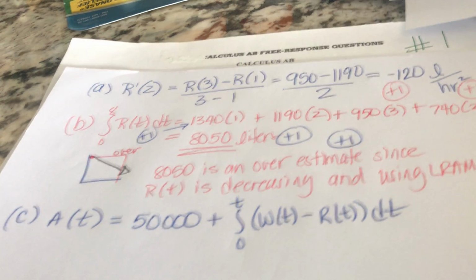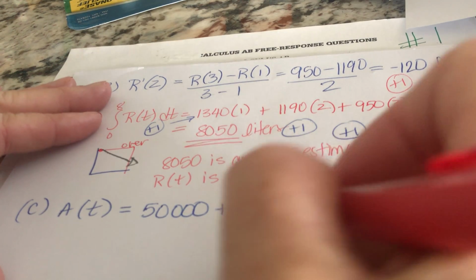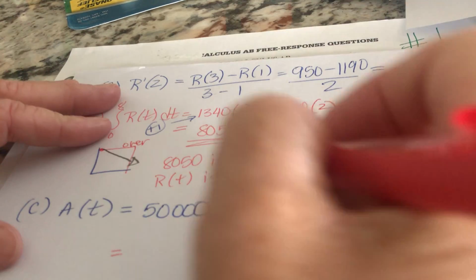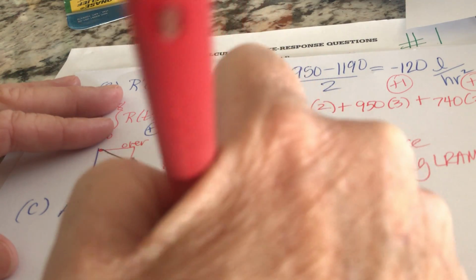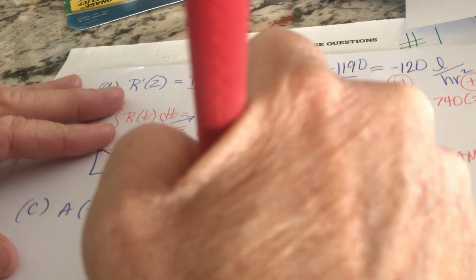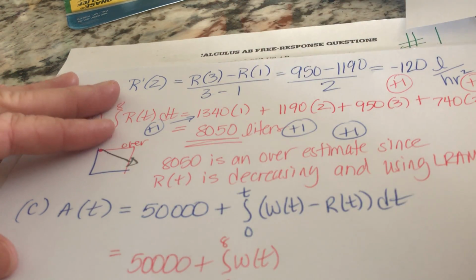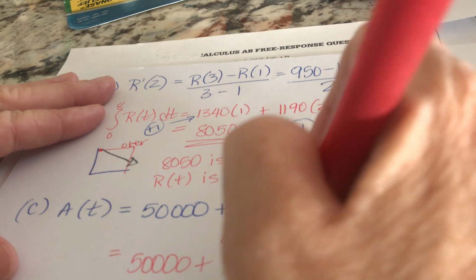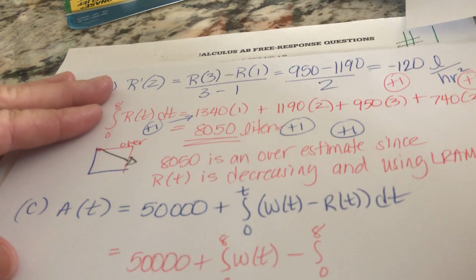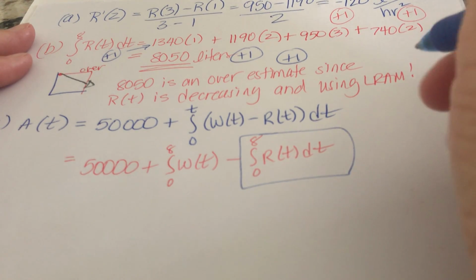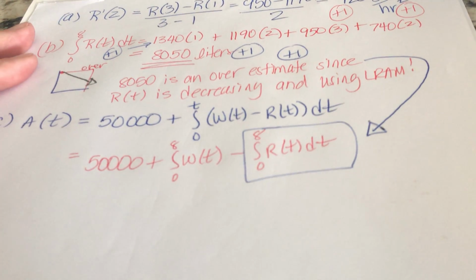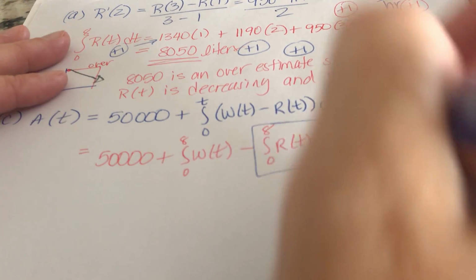And then this is where I got into trouble the other day, is this part. So for integrating what we want, it's the 50,000, right? Plus, we're going to integrate from 0 to 8, W of t. And then we're going to subtract, I'm going to break that apart, integrate from 0 to 8, R of t dt. But remember, we aren't given an equation for R of t. Whoops, so sorry. I'm a klutz. What it was referencing is we're going to use our answer from part B that gives us that integral.